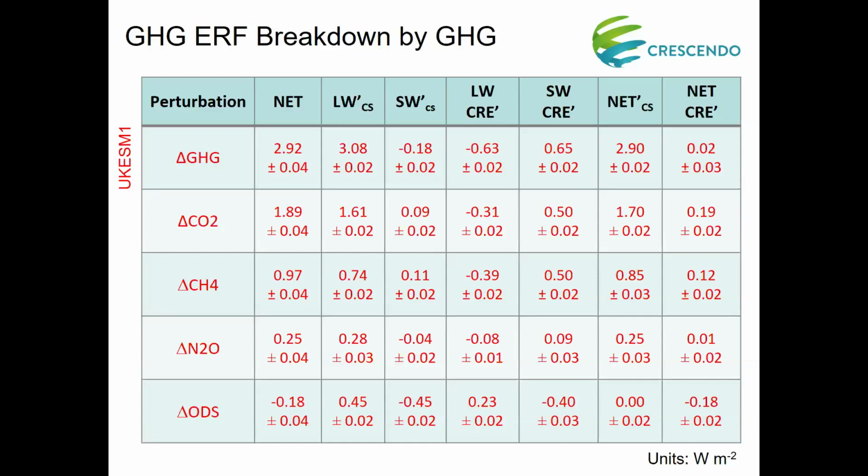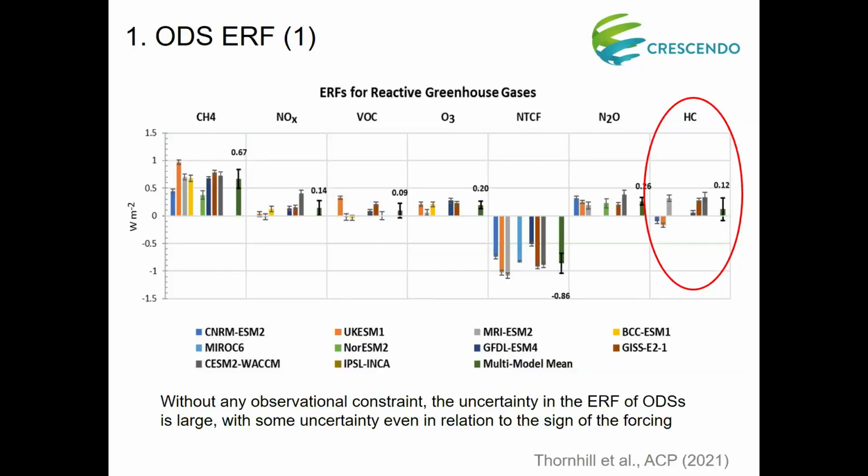So let's consider the effective radiative forcing from ozone depleting substances. This figure I've taken from a paper that was published earlier this year by Gillian Thornhill. And you'll see over on the far right, she's plotting estimates of the effective radiative forcing from ozone depleting substances from six models that contributed to the Aerosol and Chemistry Model Intercomparison Project.